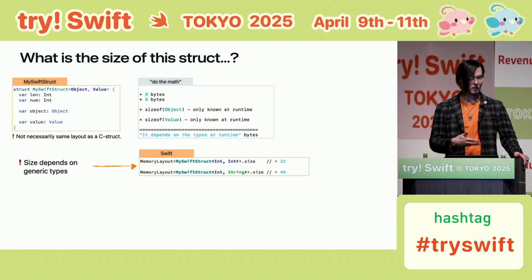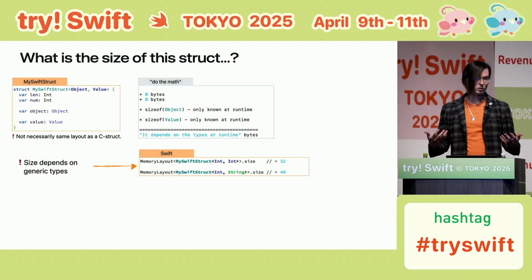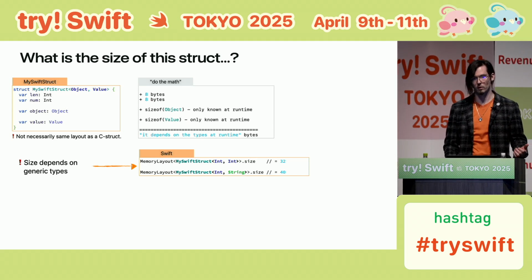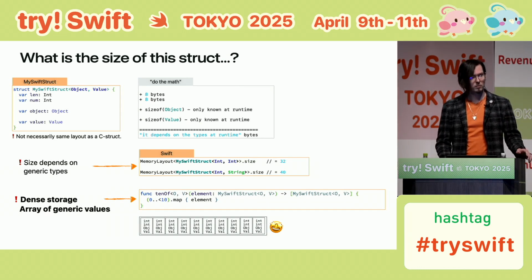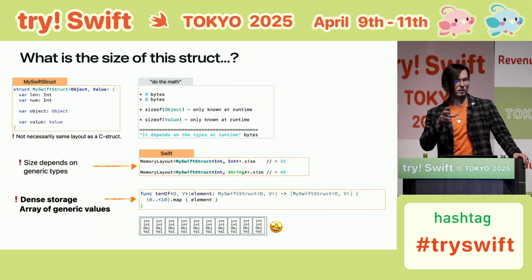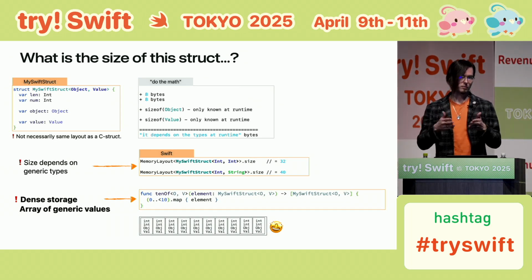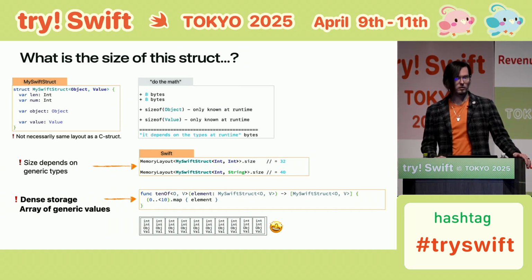If I say MySwift struct Int, it's 32 bytes. But if I say Int String, it's suddenly 40. So how can we teach Java to do that? Oh, and of course, why is this important? Because Swift is able to allocate dense arrays and dense pieces of memory using this information, right? This is how we can create arrays of structs and their densely packed memory.